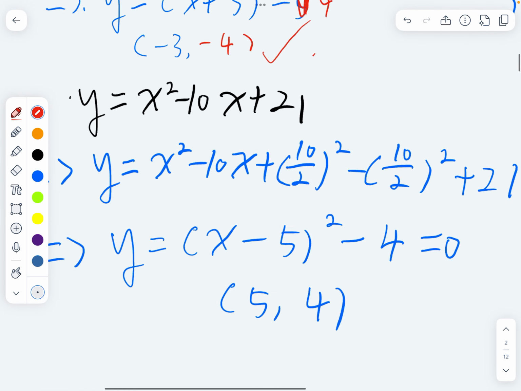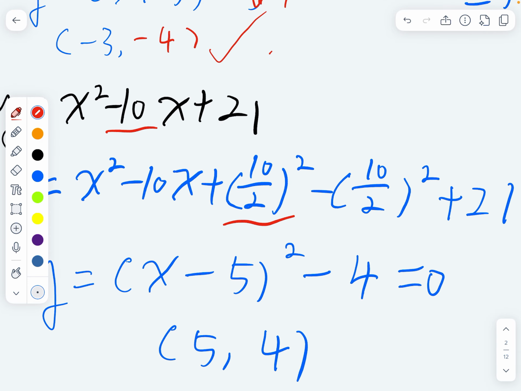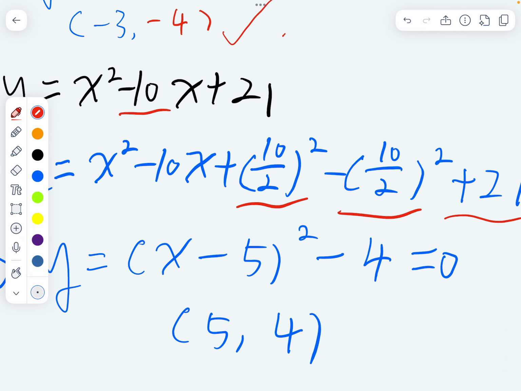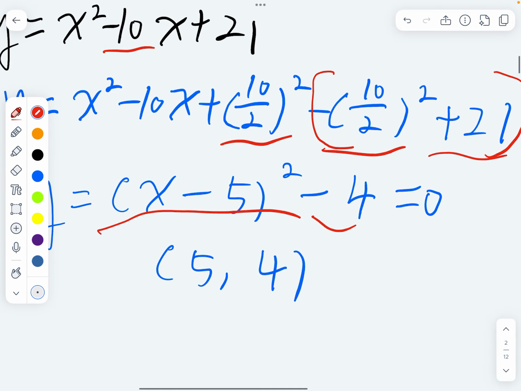Okay, the second one is x squared minus 10x plus 21. The first thing is to make sure we have b over 2 here. Now, when we add that, we must subtract it, and write the 21 here. Now we can easily get this formula. We can use the completing the square formula for x minus 5, squared. Now we can calculate the final term, which is equal to negative 4. So we note that the vertex is 5, negative 4.